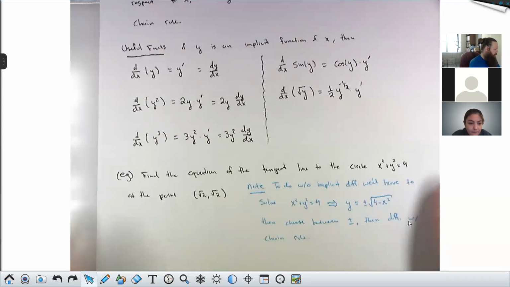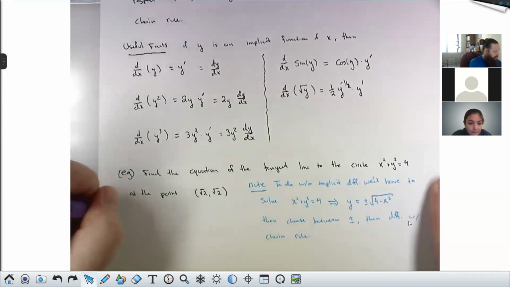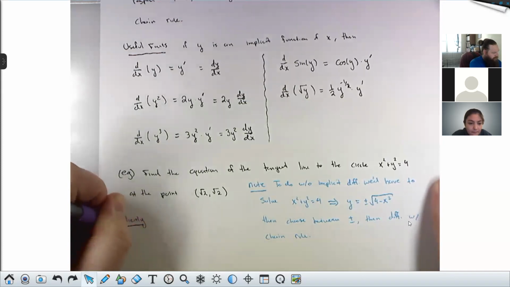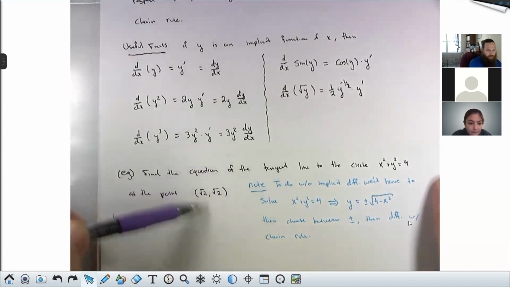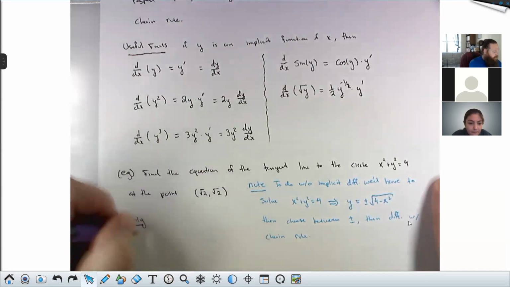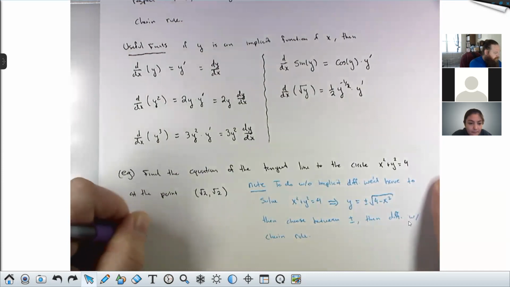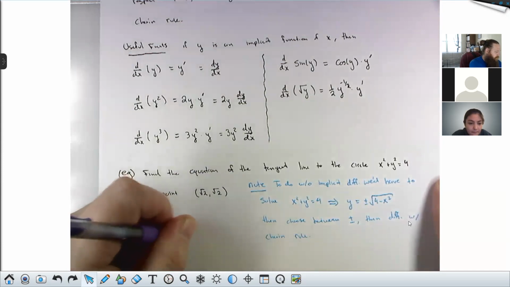On the other hand, doing this implicitly, we know what we need, right? To find the equation of the tangent line, you need a point. We've already got the point, and you need the slope. The slope is going to come from y prime, dy dx. So I apply the operator d dx to both sides. x squared plus y squared equals d dx of 4.